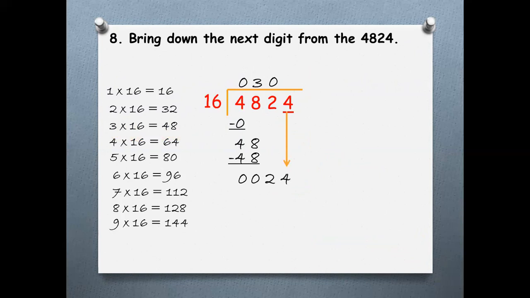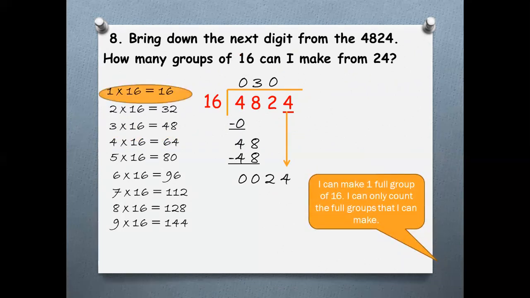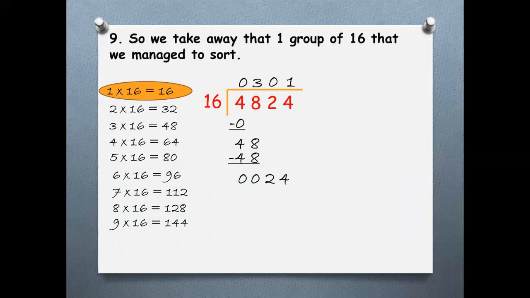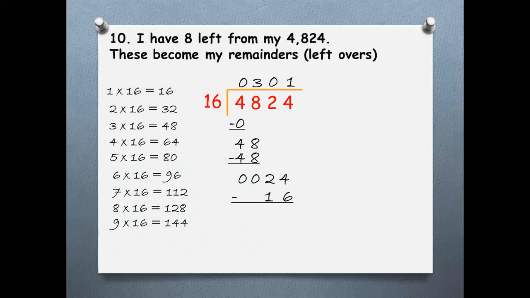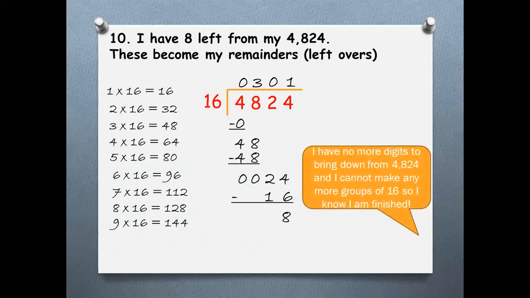How many full groups of 16 can I make from 24? I can only make 1 group, so I can only count the groups that I've managed to make that are full. So I've made that 1 group, that goes there, and then I take away that 1 group that I have managed to sort, which will leave me with 8. So this becomes my remainder, or my leftover, and because I have no more digits to bring down, and I can't make any more groups of 16, I know that I'm finished. So my answer to 4,824 divided by 16 is 301, remainder 8.